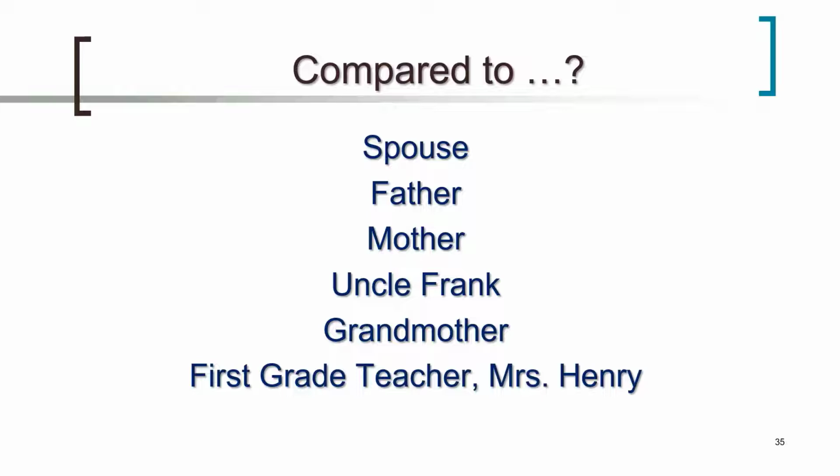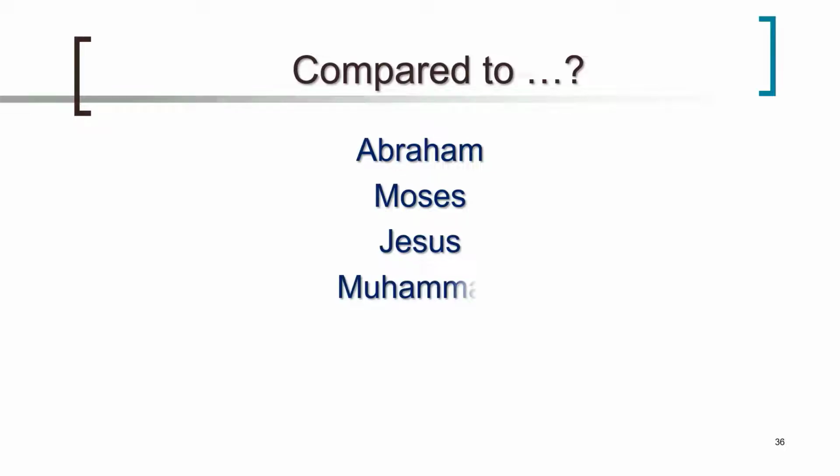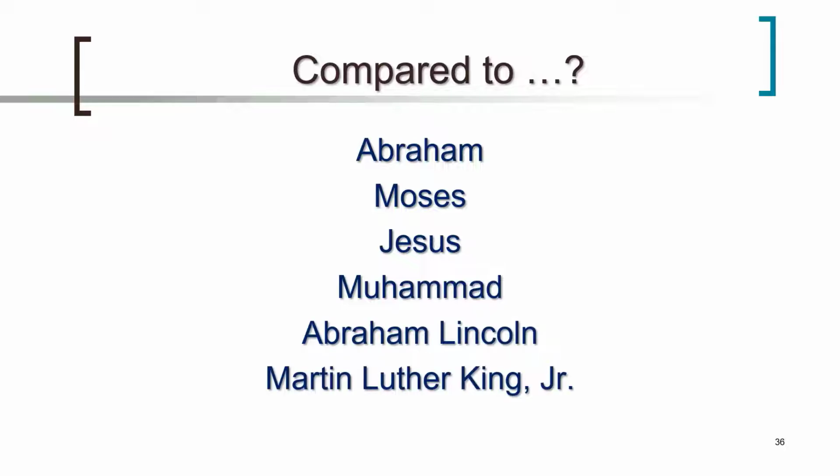How about Ruby selecting her first grade teacher, Mrs. Henry? Other people will use as their exemplar a spiritual leader or the founder of a faith. They may choose Abraham, the founder of 3 of the major religions of the world, or Moses, who led the Jews out of slavery in Egypt, or Jesus of Nazareth, or the Prophet Muhammad, the founder of Islam. Americans often select Abraham Lincoln or Martin Luther King Jr. as exemplars of people who displayed extraordinary levels of character strength.